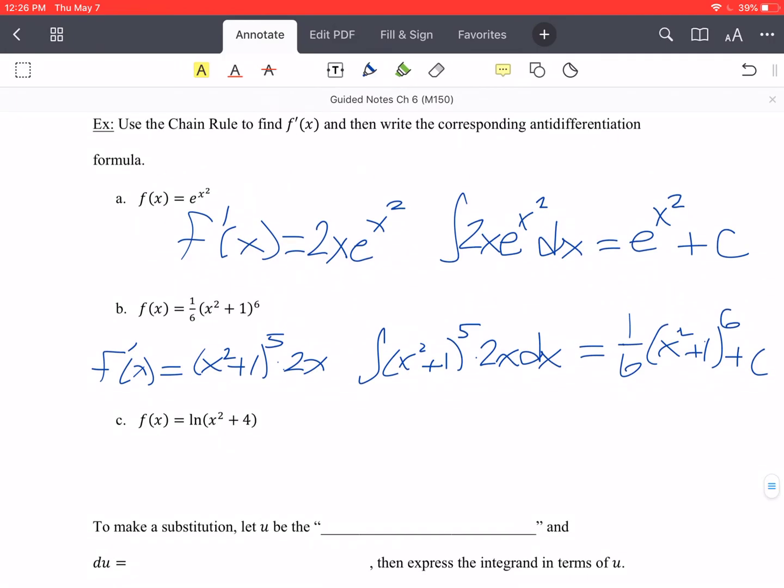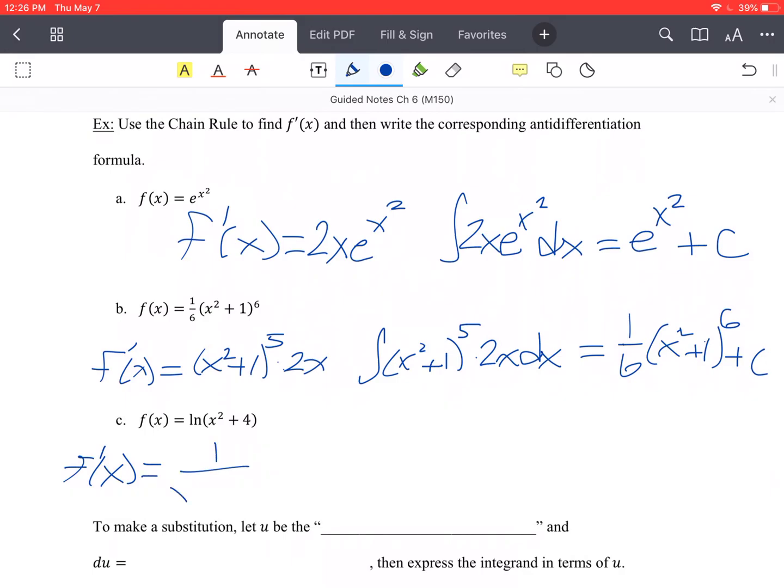Let's look at one more. Take the derivative of the natural log function. That gives us, right, 1 over the inside, so 1 over x squared plus 4 times the derivative of the inside, which again is 2x. It won't always be 2x. That's just what we're dealing with for these first few examples, just to get the hang of it, since we're more comfortable with the x squared and 2x relationship.